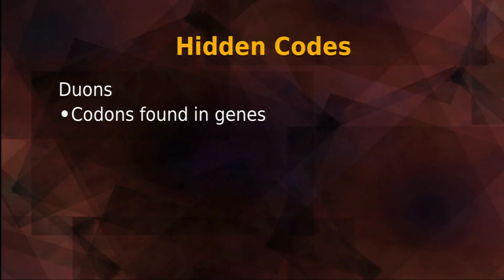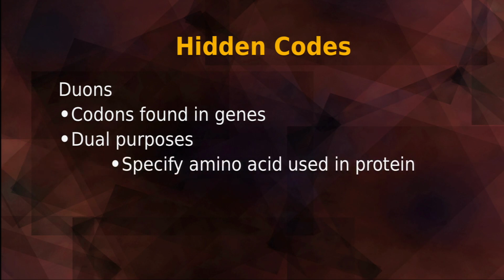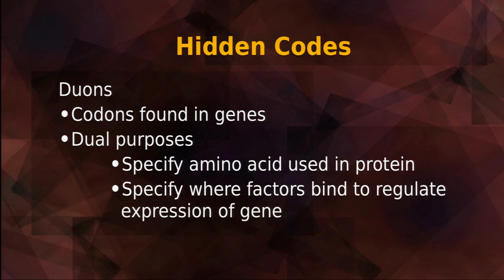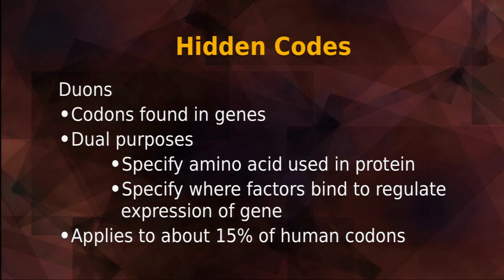They do multiple things. And so they have what we could say dual purposes, which is why these particular ones are called duons. Not only do they specify the amino acid in the protein, but they also specify where factors bind to and regulate the expression of the gene. So they're involved in regulation, which, again, no one ever thought before. We just thought they coded for the amino acid. Now they're involved in regulation, going from DNA to RNA, and this applies to about 15% of human codons. So they're doing 2 things.